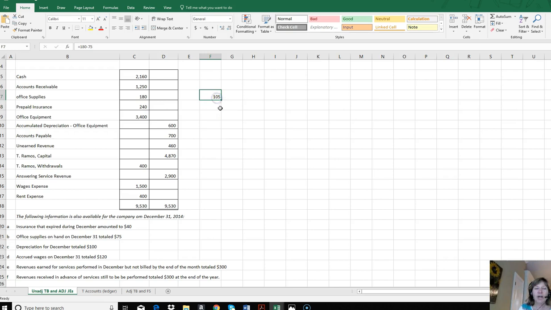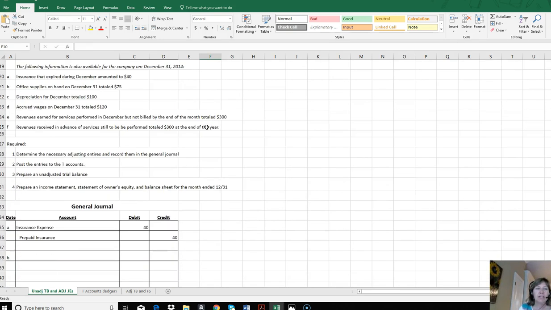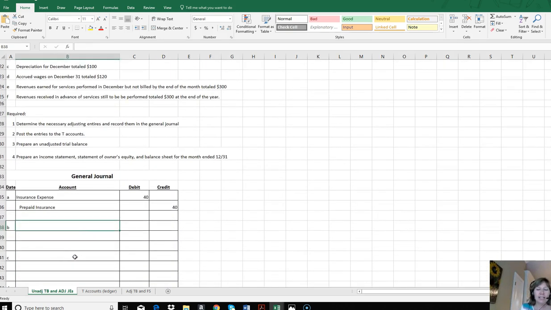I got that by subtracting because I had 180, but now I just realized I shouldn't have that much in there anymore. I should only have 75. So I need to reduce this number by 105 to get it down to 75. All right, so the journal entry looks like this. I've used up 105, so I need to debit supplies expense for 105 and credit supplies, the asset, for 105. So let's go see what that's going to do when we post it to our T accounts.